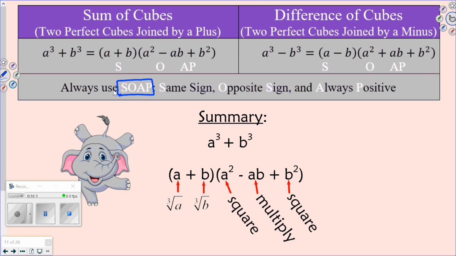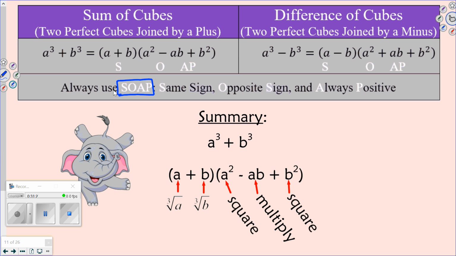But anyway, the whole reason I bring up soap, right? We talked about toilet paper with square roots. Now we're talking about soap. So, same sign, opposite sign, always positive. That's how we remember this. Soap: same, opposite, always positive.